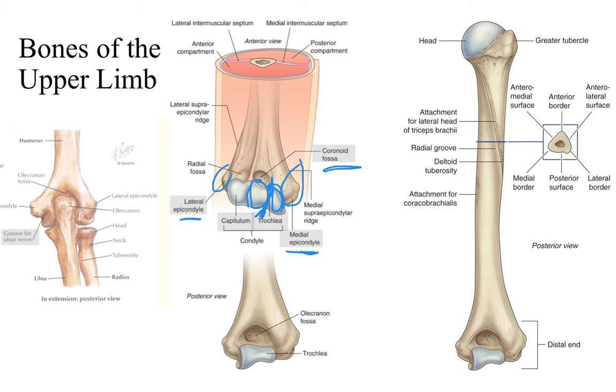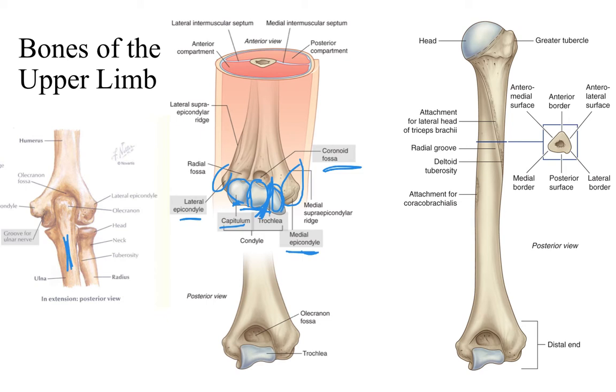So notice that the trochlea is on the medial side, and then the little head, or capitulum, is on the lateral side. All right, and these are attachment sites for the bones that are beneath them, the radius and the ulna. The radius is attached to the capitulum and the ulna is attached to the trochlea. As the ulna is attached to the trochlea, it's attached in a very specific way.